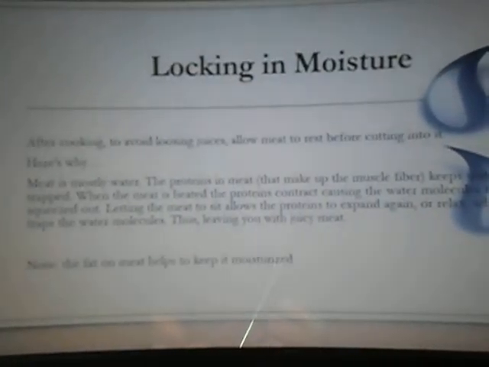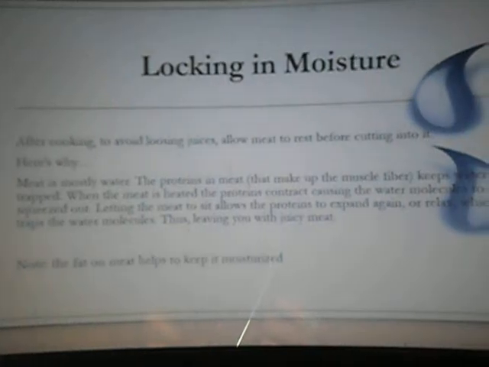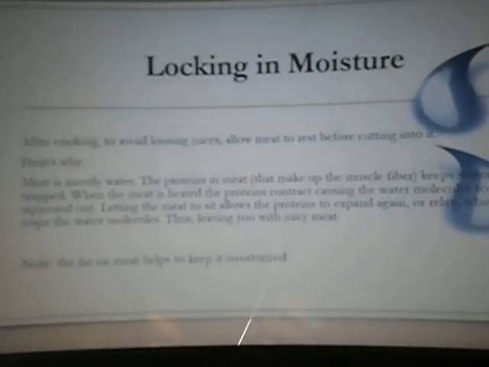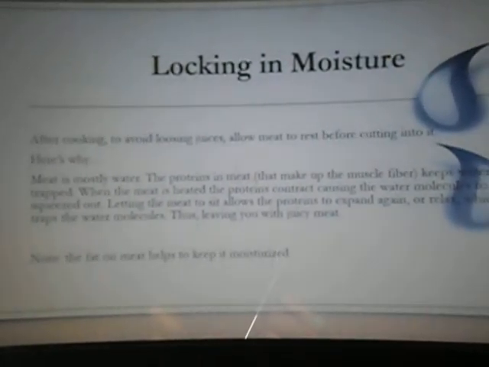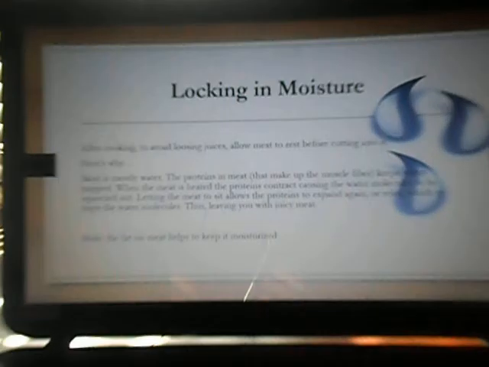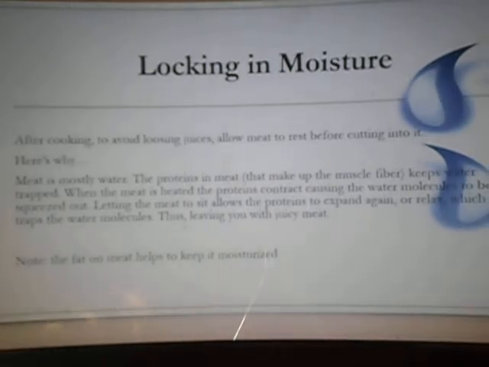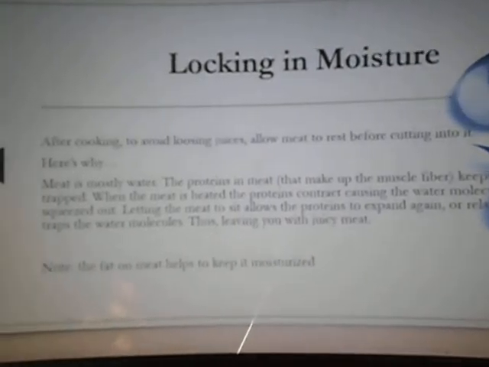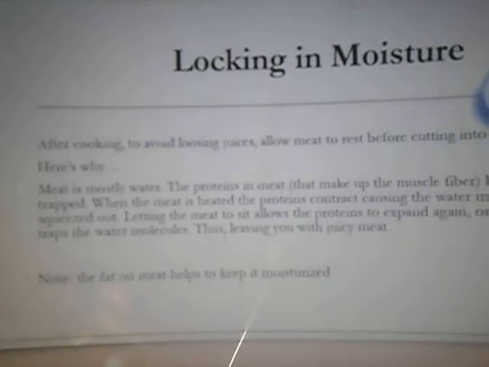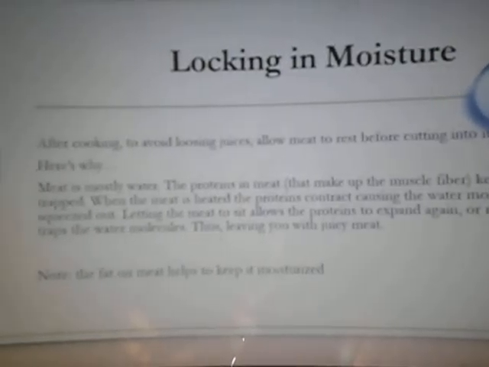I believe it's the next slide, and it'll show you the amount of time for each piece of meat. I'm trying to get this focused so y'all can see this better. You can't really read that right now, I just noticed.